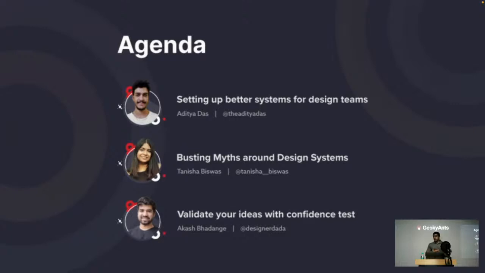Next, you'll be hearing from Tanisha, who will be talking about the myths that surround design systems and what's true and what's not. It's a lot of clarity that we get from there. And finally, we'll be hearing from Akash, who will be joining us online through the hybrid setup, and he will be talking about how you can validate your ideas using something called a confidence test.